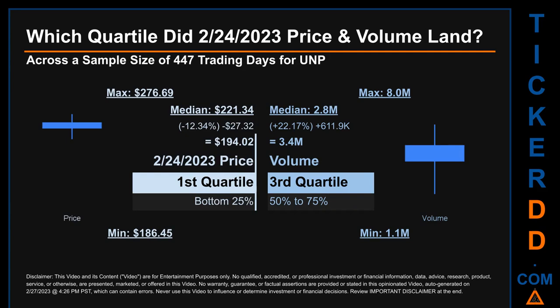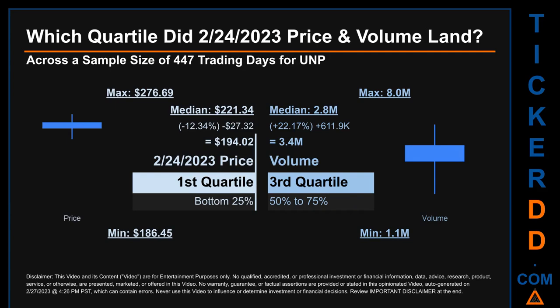Which quartile did February 24, 2023 price and volume land? Across a sample size of 447 trading days, the maximum end of day price for UNP was $276.69, while the minimum was $186.45. Within that price range, February 24, 2023 price of $194.02 landed within the first quartile, meaning it was within the bottom 25% of all sampled end of day prices.